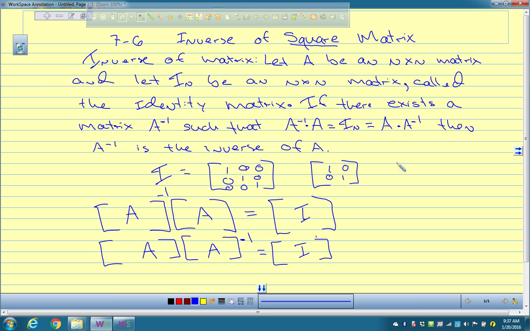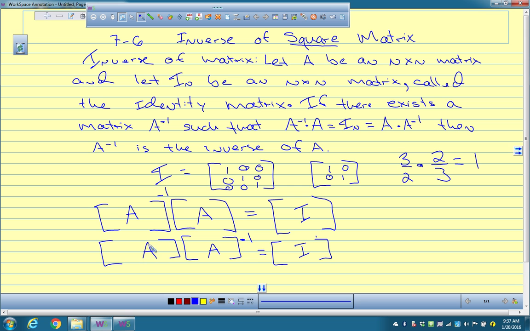So it's kind of like fractions, right? If you take 2/3 and you multiply by its reciprocal, 3/2, you get 1. So it's kind of like an identity. The inverse isn't really the reciprocal, but it's analogous to doing that.